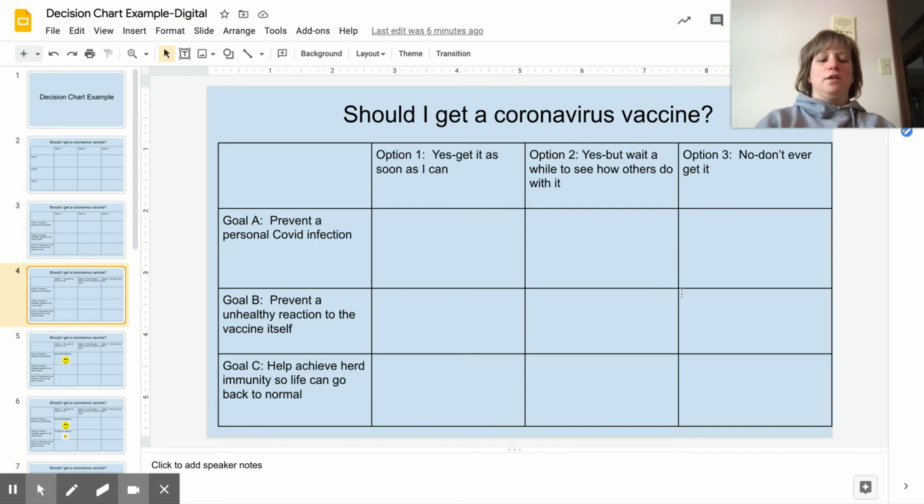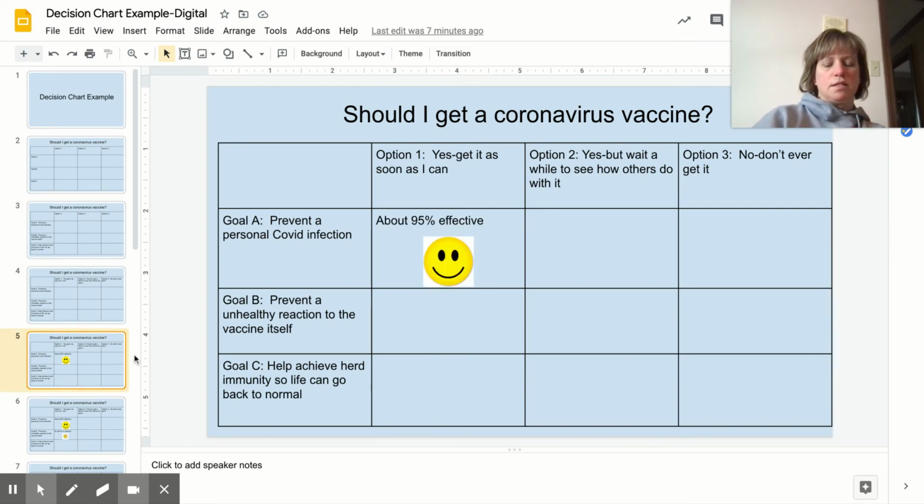And so now the question becomes, what do we do in these boxes? These boxes are called outcome boxes. Basically, you're going to be matching up the options with each goal and evaluating how they do. So let's think this through. If I do option one, get a coronavirus vaccine as soon as I can, will it achieve my goal A of preventing a personal COVID infection? And the answer to that is yes, it will.